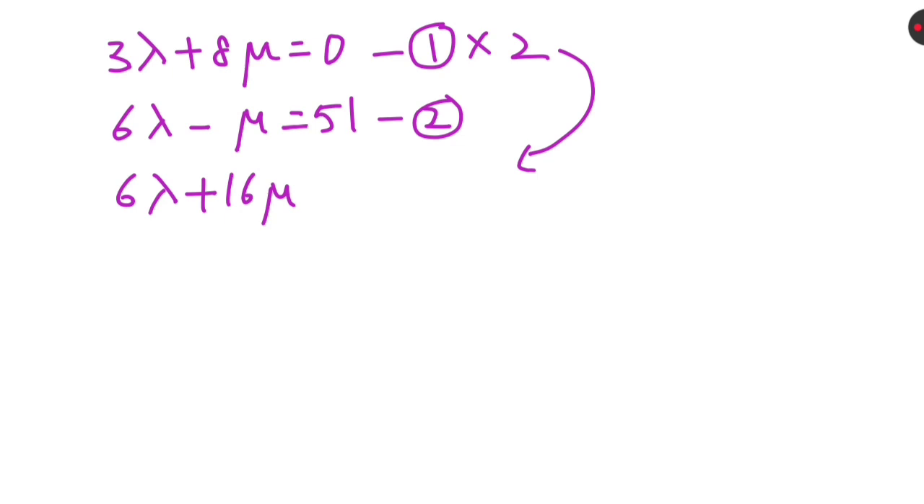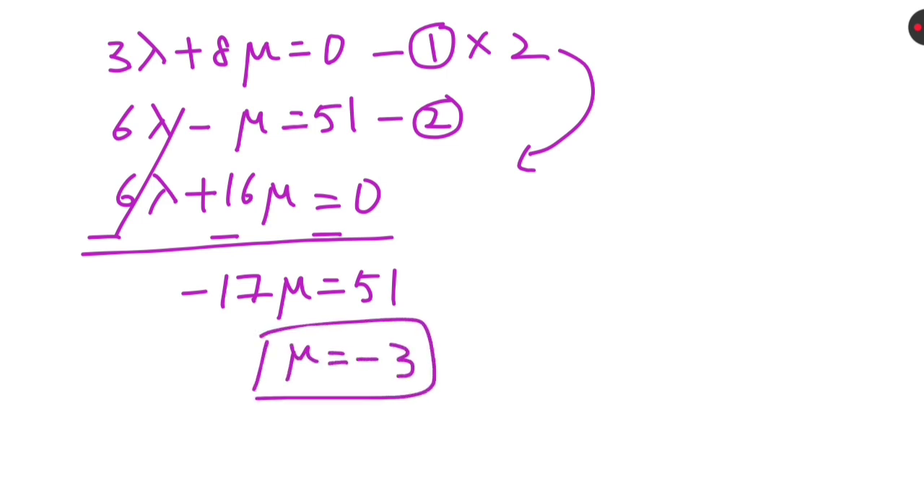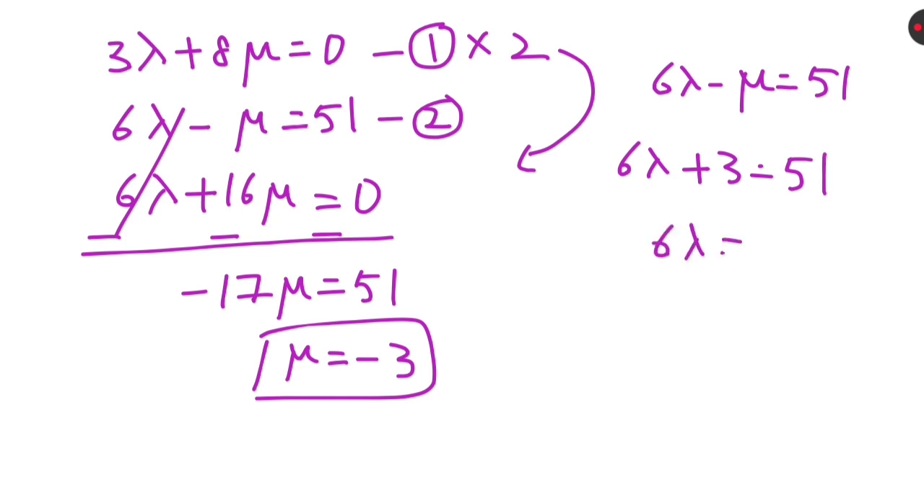When you multiply equation 1 by 2, we are going to get 6 lambda plus 16 mu, that is equal to 0. If you subtract on both sides, then we are going to get minus 17 mu, that is equal to 51. So mu value is minus 3. Substitute this in equation 2. So what is equation 2? 6 lambda minus mu, that is equal to 51. So what is the mu value? Minus 3. So minus of minus 3, which is plus 3, that is equal to 51. Then 6 lambda equal to 51 minus 3, which gives 48. So the lambda value is 8.